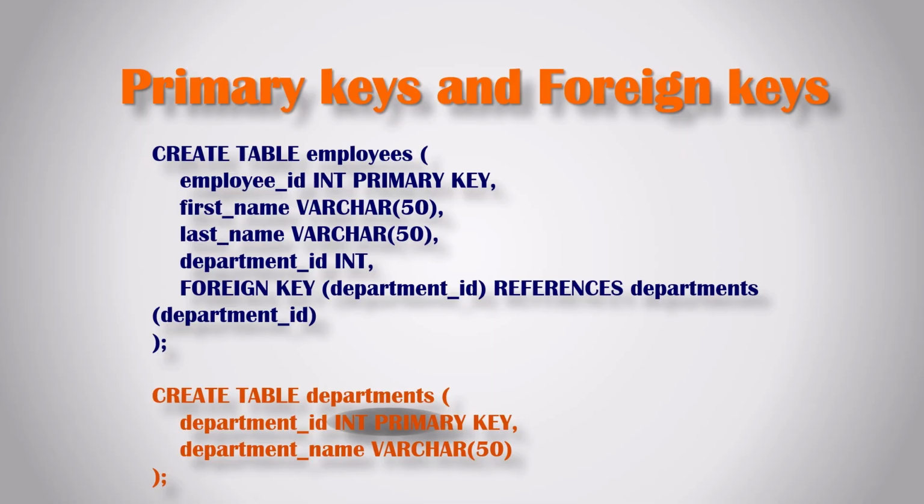Create table employees, employee ID int primary key, first name varchar50, last name varchar50, department ID int, foreign key department ID references departments, department ID. Create table departments, department ID int primary key, department name varchar50.